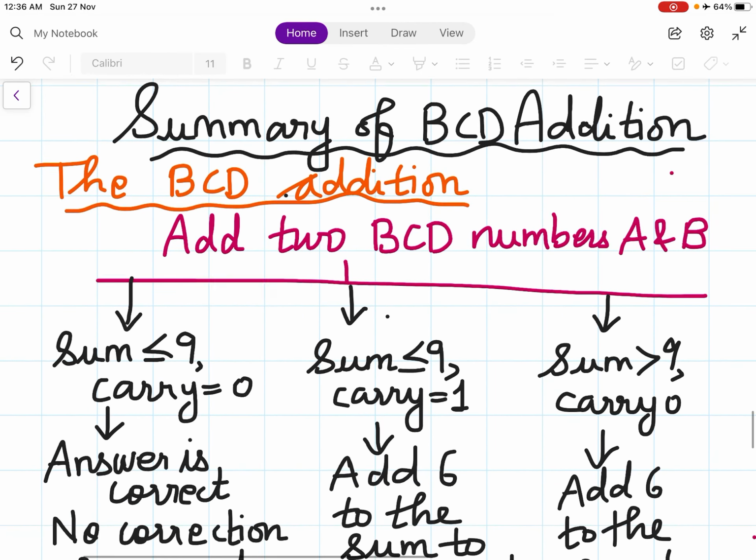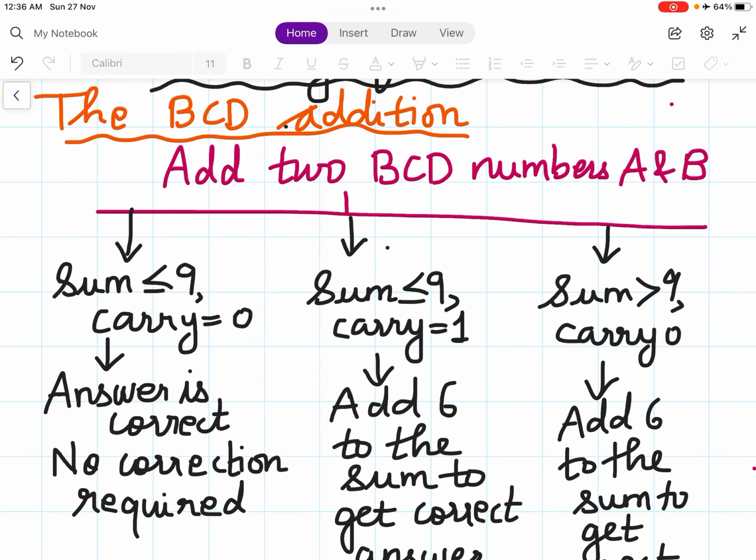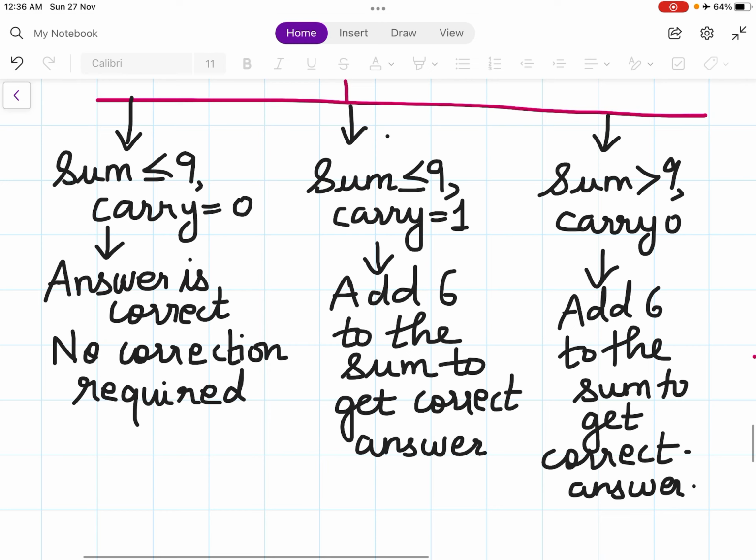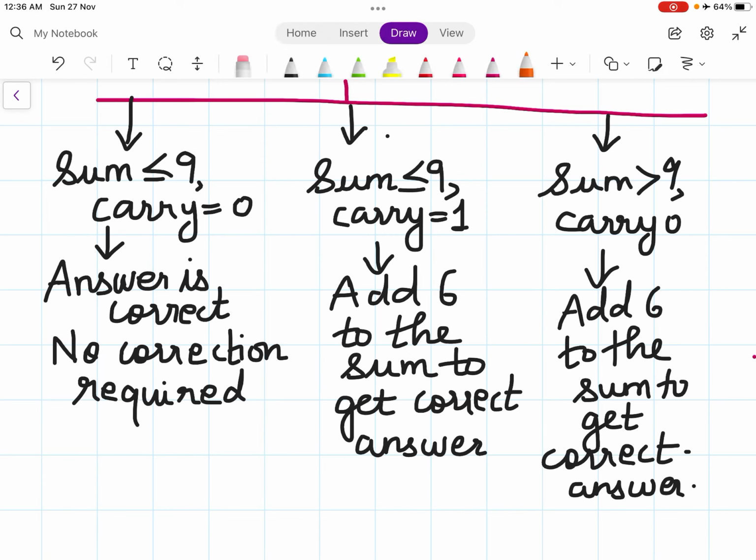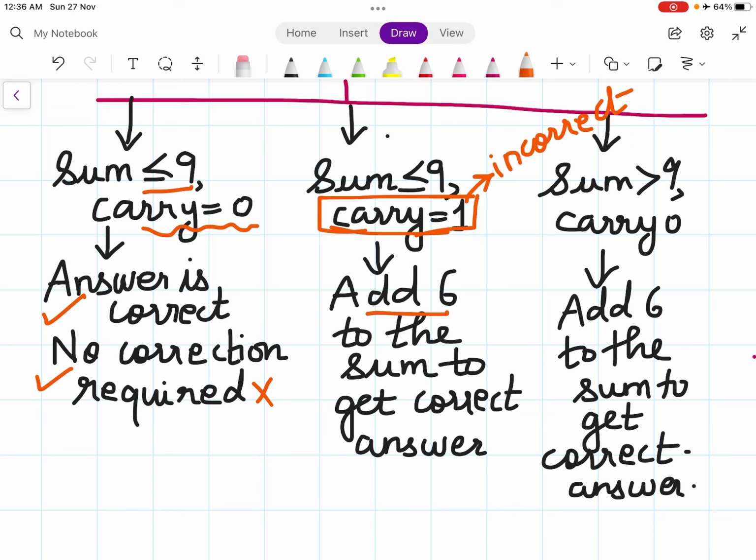So what is the summary of BCD addition? In BCD addition, we add two numbers A and B. If the sum is less than or equal to 9 and the carry generated is 0, that means the answer is correct and we require no correction. If the sum is less than or equal to 9 and the carry is 1, now because of this carry 1, the answer becomes incorrect and we require a correction factor, that is 6 to the base 10 or 0 1 1 0. We have to add that to the sum.